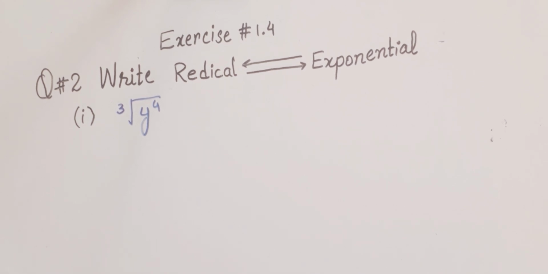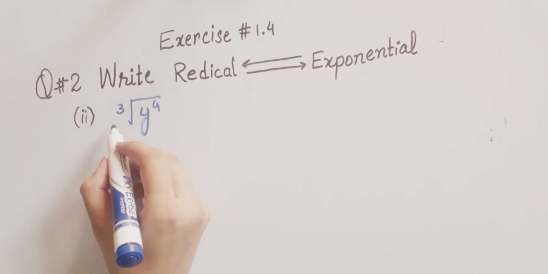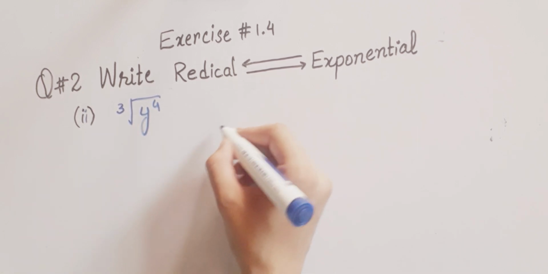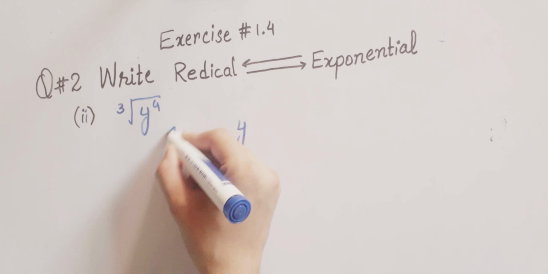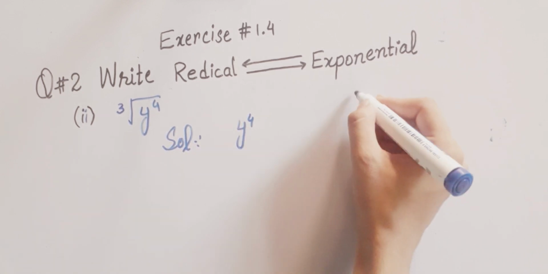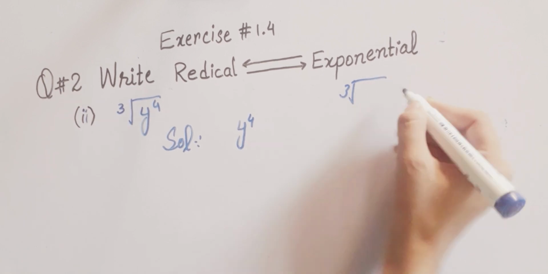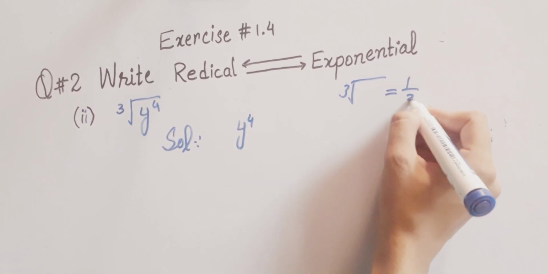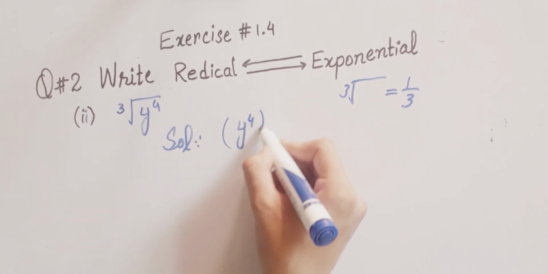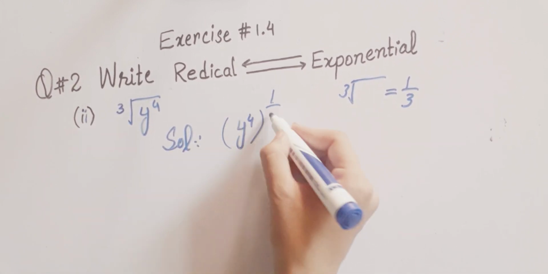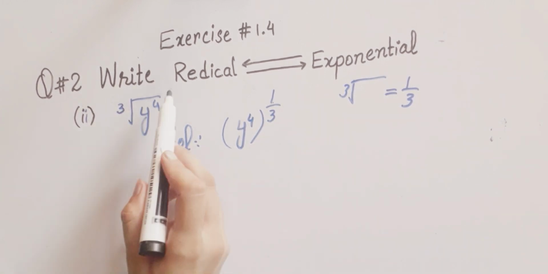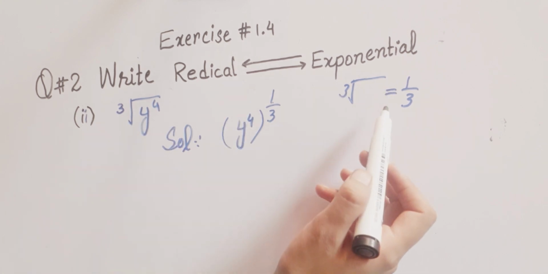Now the second part is the cube root of y power 4. Now we will solve this. Y power 4, and the cube root is equal to the power 1 by 3. So y power 4, we will write whole power is 1 by 3, because 3 root is equal to 1 by 3.